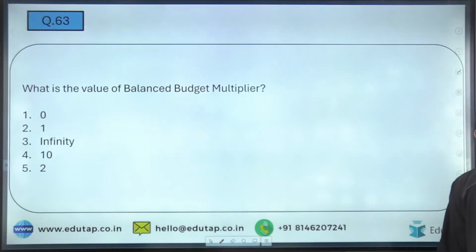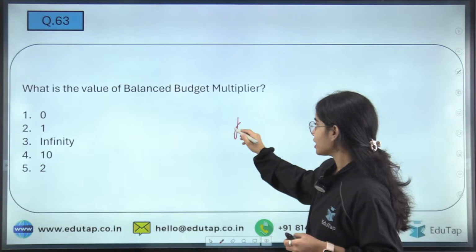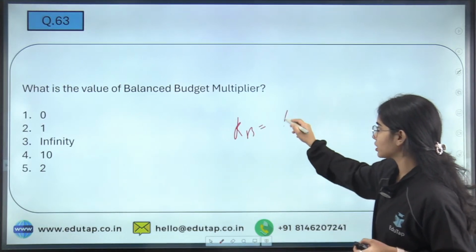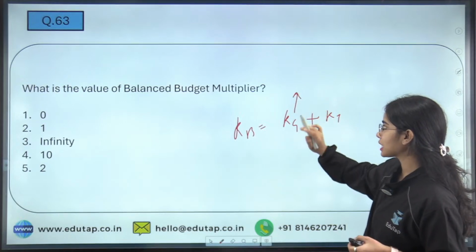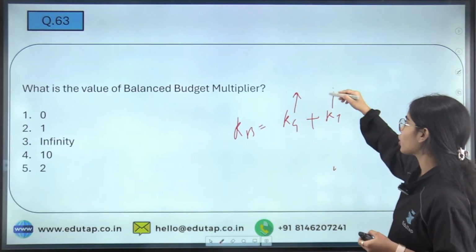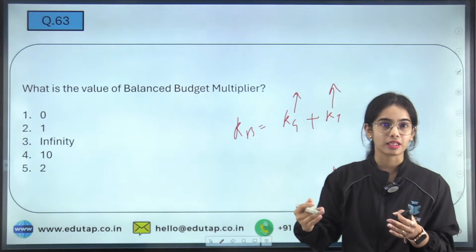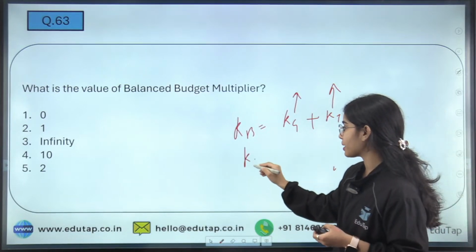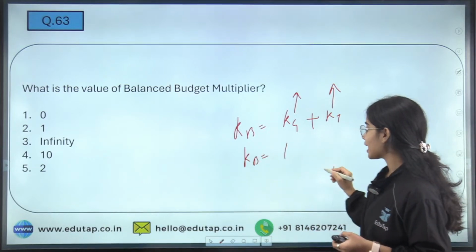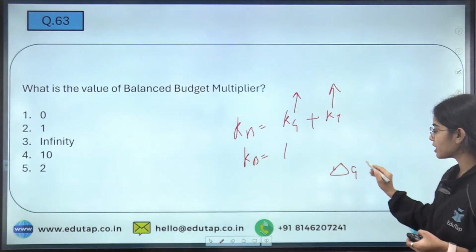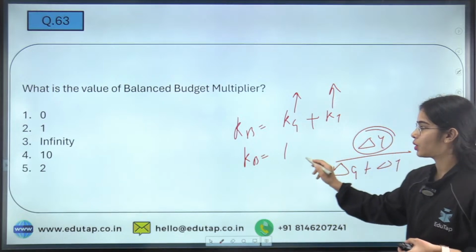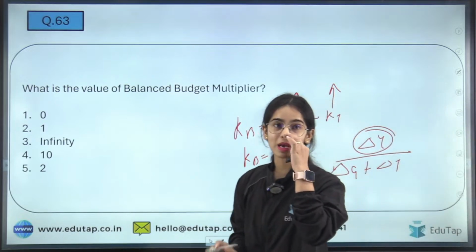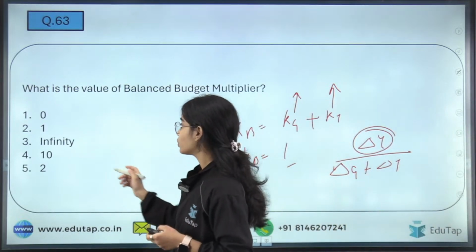Yes. Next is, what is the value of the balanced budget multiplier? The balanced budget multiplier is the government expenditure multiplier plus the tax multiplier. So your government expenditure is increasing, and in the same proportion your tax is also increasing. So the balanced budget multiplier is actually equal to 1. That is, with the increase in government expenditure and the increase in taxation, there is an increase in income by the same amount. Okay. So the balanced budget multiplier is equal to 1.